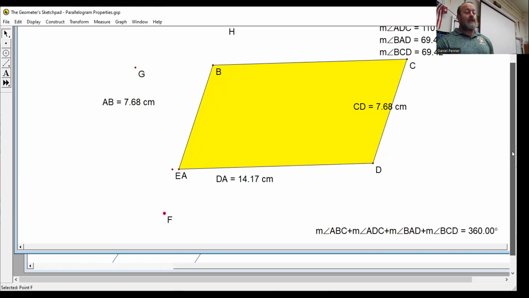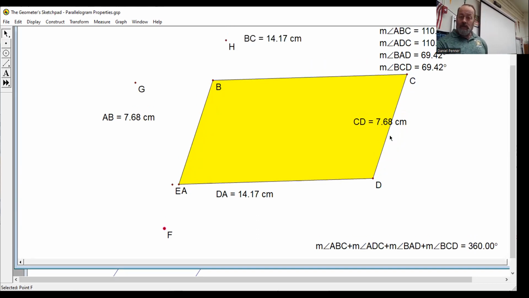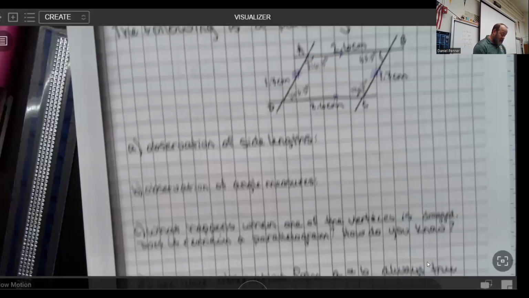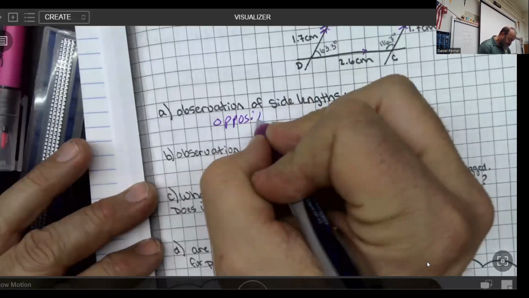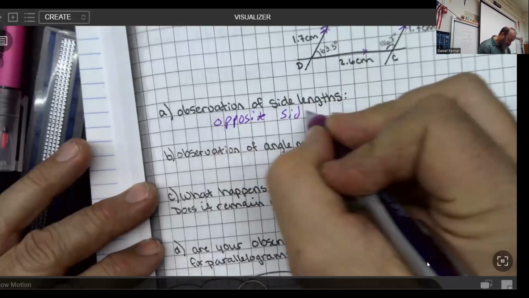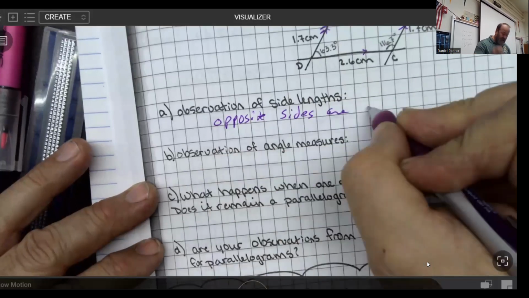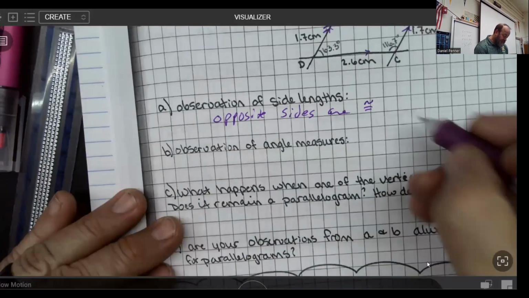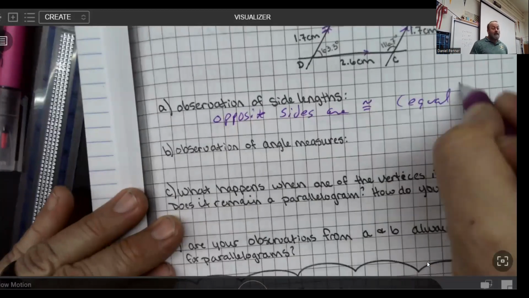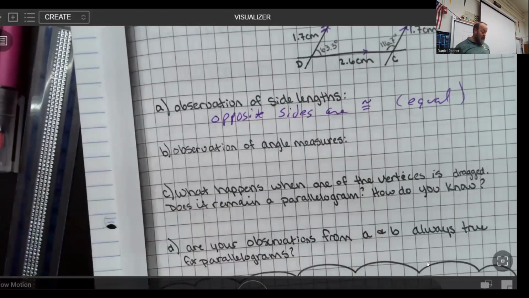And also equivalently, no matter what I do, the sides across from each other and the angles across from each other are also congruent. So with that in mind, let's finish up what we were doing. So the observation of the side lengths is that opposite sides are always congruent. That's a really, really nice fact. We could also say they're equal, meaning they have the same measure, but if they have the same measure, then they're also going to be congruent.